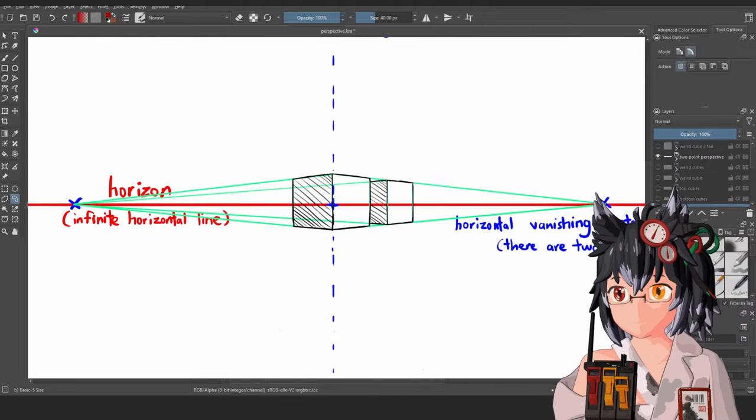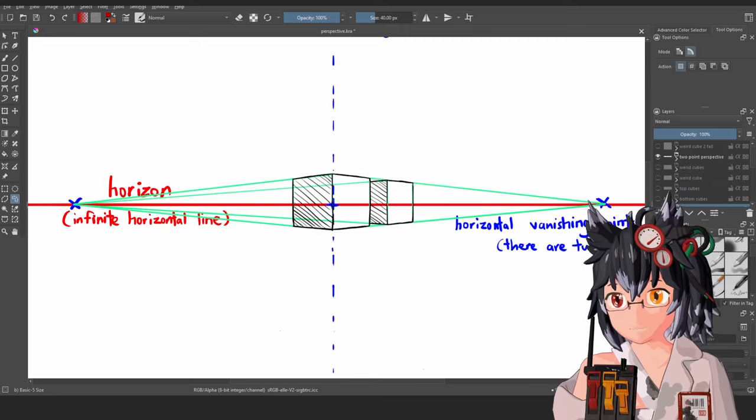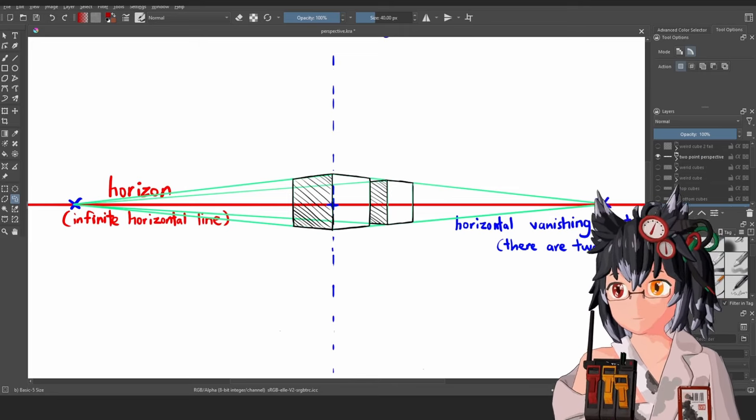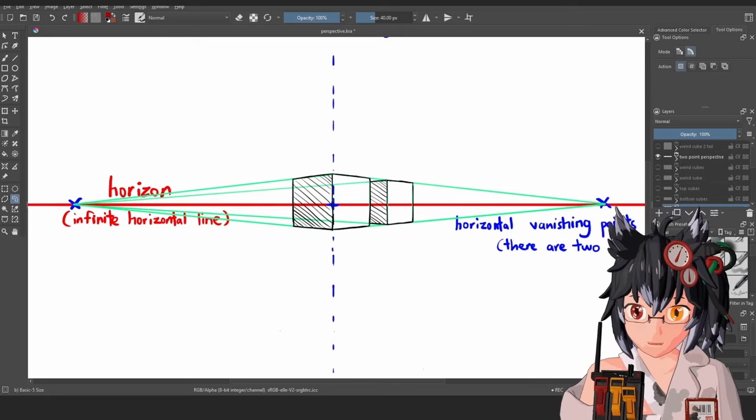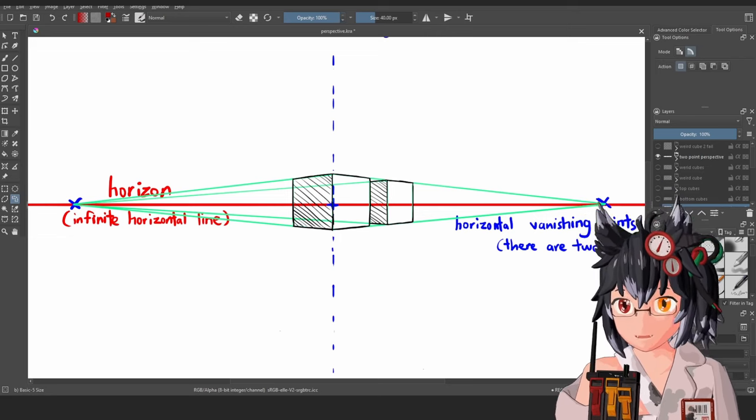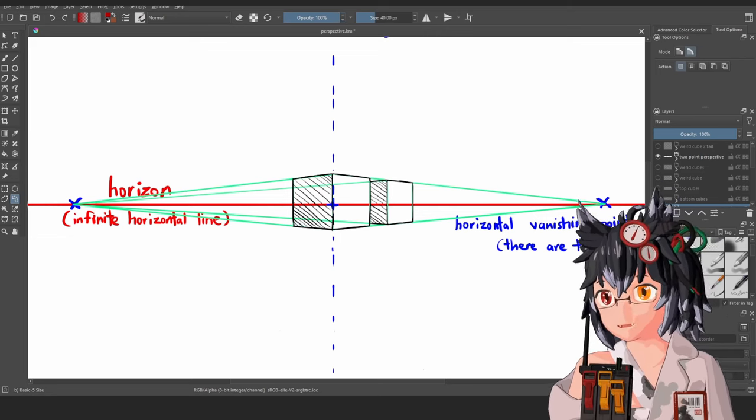As an aside, two-point perspective is basically this, but all the vertical lines are, well, completely vertical. It is equivalent to having the vertical vanishing point being infinitely far away.